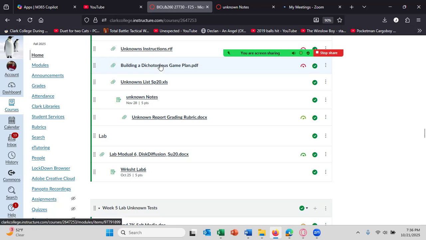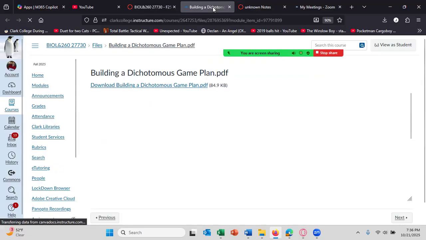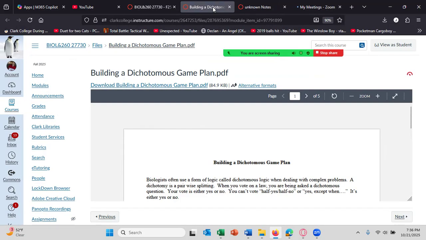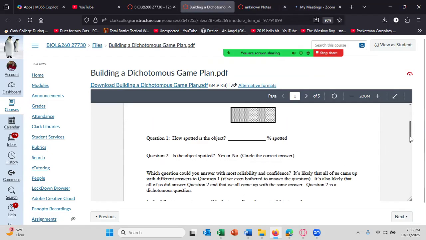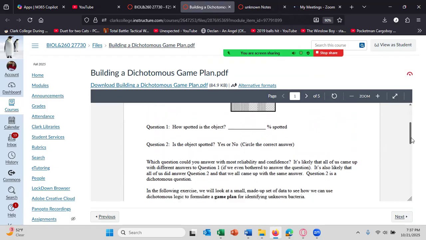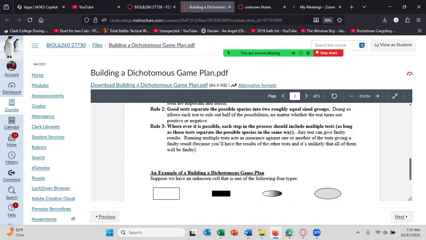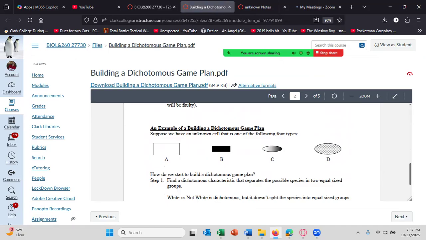Let me talk a little bit about building a dichotomous game plan. You need to follow a dichotomous game plan for this project. You should be using dichotomous logic, where you're separating everything into yes or no or something like that. If you don't understand dichotomous logic, there are 2 places you can read about it.